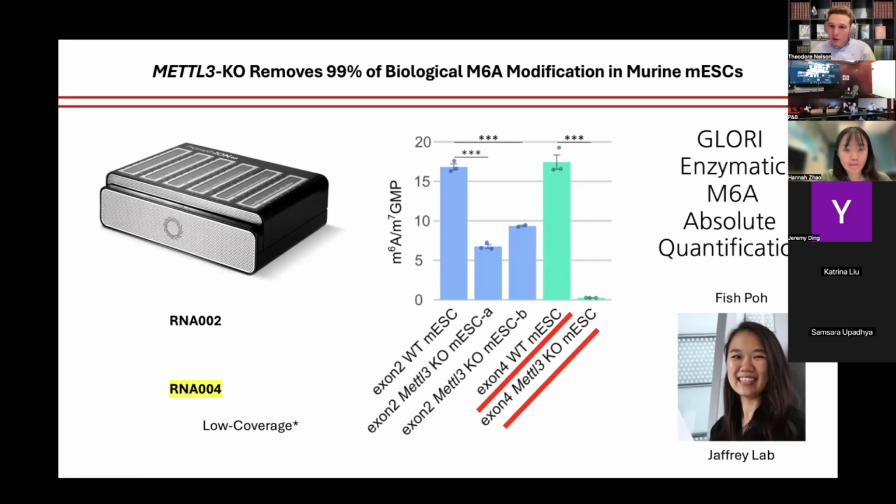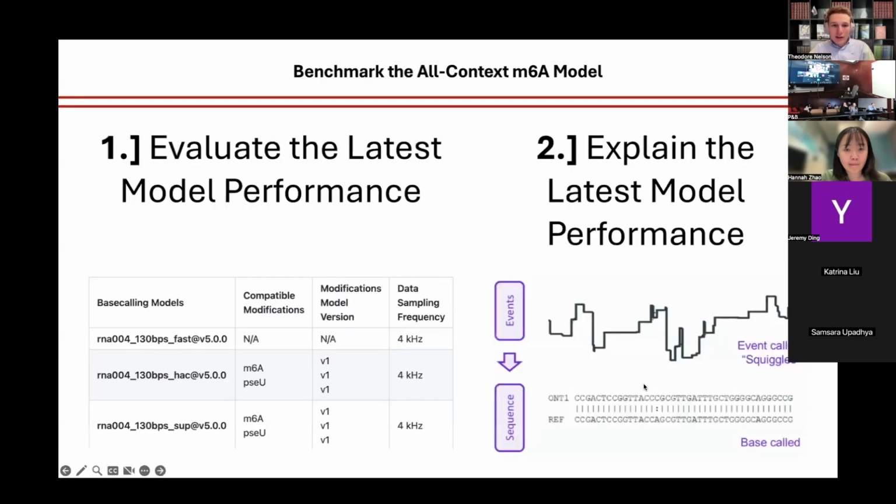We later resequenced them at higher coverage. And again, we want to do benchmarking. So this is the first iteration of benchmarking. The next few slides will be probably from last summer. So as you can see, last summer we only had the m6A all context and the pseudouridine all context.